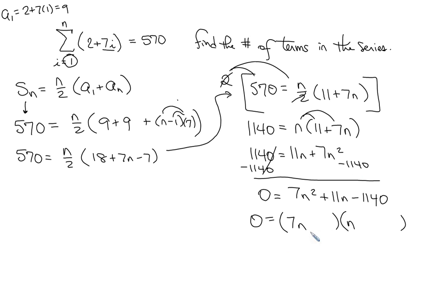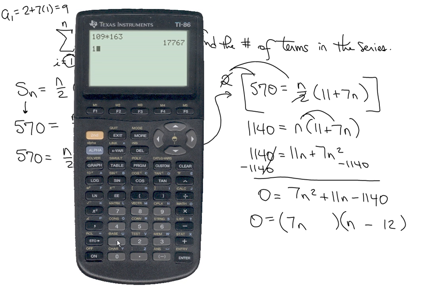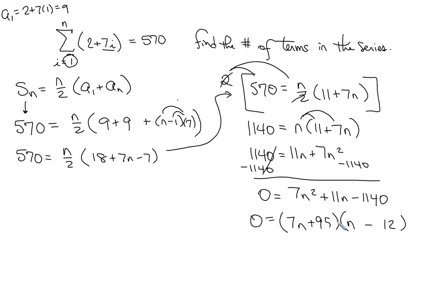So it turns out that this is going to give us minus 12. Let me see, 12 goes into 1140 95 times. So when you FOIL this out, it does work. Or if you use the quadratic formula, this gives us n equals negative 95 over 7. This gives us n equals 12. Can this possibly be the right answer? There's 2 reasons why it can't be the right answer. What's one reason?